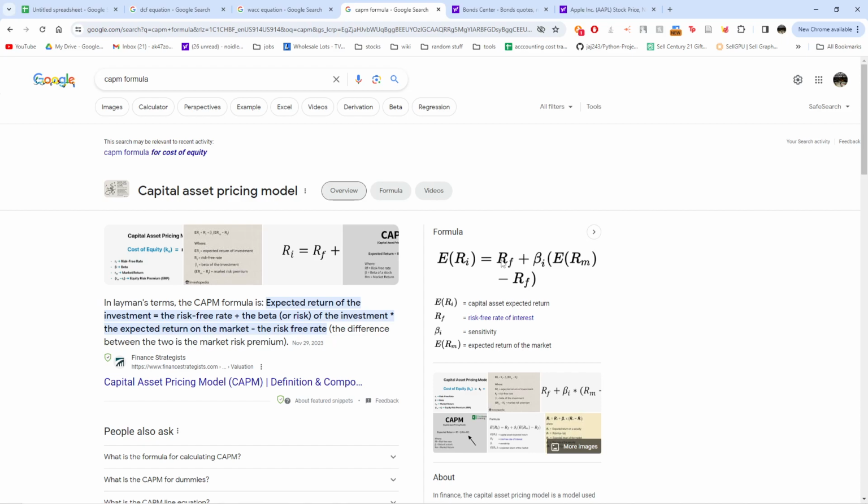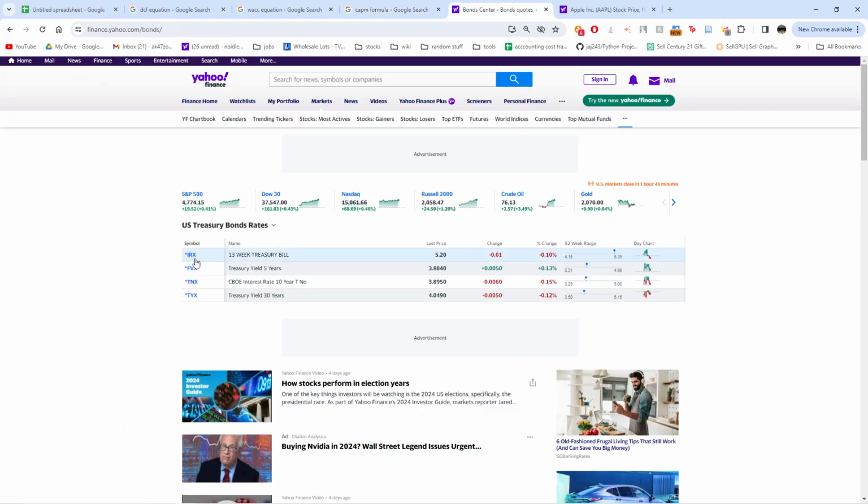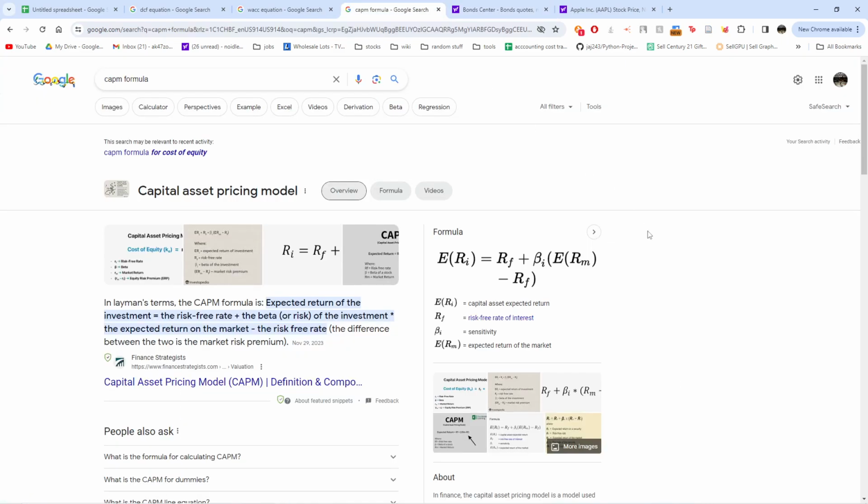So basically, this looks pretty complicated, but the RF is your risk-free rate. So the risk-free rate, we usually use short-term treasuries. So we see that the 13-week treasury bill is 5.2%. I think I have it a little bit higher, but I have it on a slightly shorter time scale, and right now the yield curve is inverted. And we'll go into that in future videos, but 5.2% would be this RF factor.